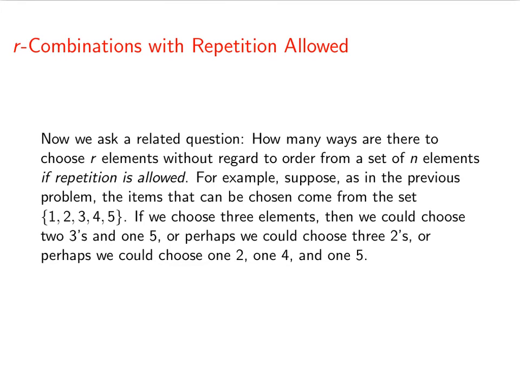If we can choose 3 elements, then maybe we could choose 2 3s and 1 5, or maybe just 3 2s, or perhaps we could choose 1 2, 1 4, and 1 5. You see, now we're allowed to repeat elements.